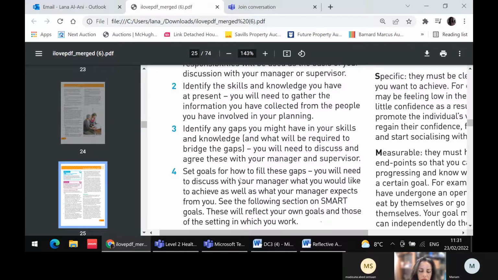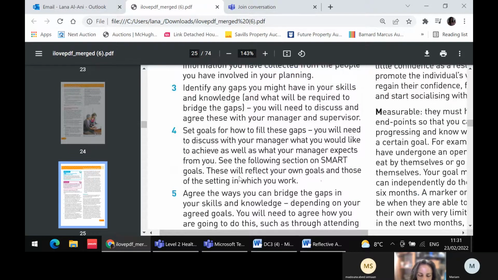Also, you need to set goals on how to fill these gaps. You will need to discuss with your manager what you would like to achieve, and then you create SMART goals. What are SMART goals? It's all about the strengths, the weaknesses you have, and how to improve them. It's very important.